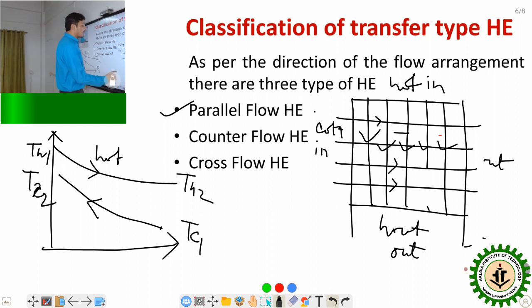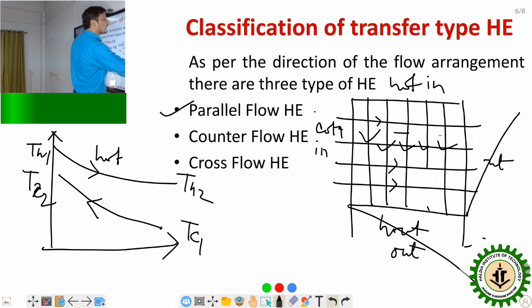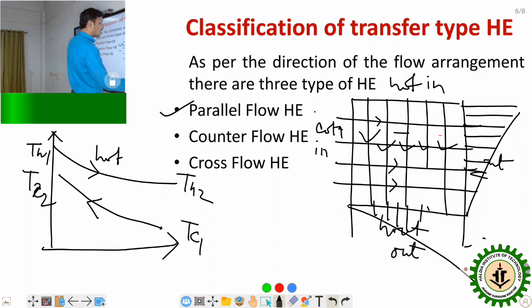So the temperature profile of the hot fluid would be like that. The hot fluid would be cooling, so the temperature gradient would be just like that. And here the cold fluid becomes hot, meaning the temperature profile would be like that. So these are the temperature profiles of the hot fluid and the cold fluid. The cold fluid becomes hot, so its temperature increases, and the hot fluid loses its temperature, meaning the curve gradually goes downward. So this as a whole is the cross flow heat exchanger.